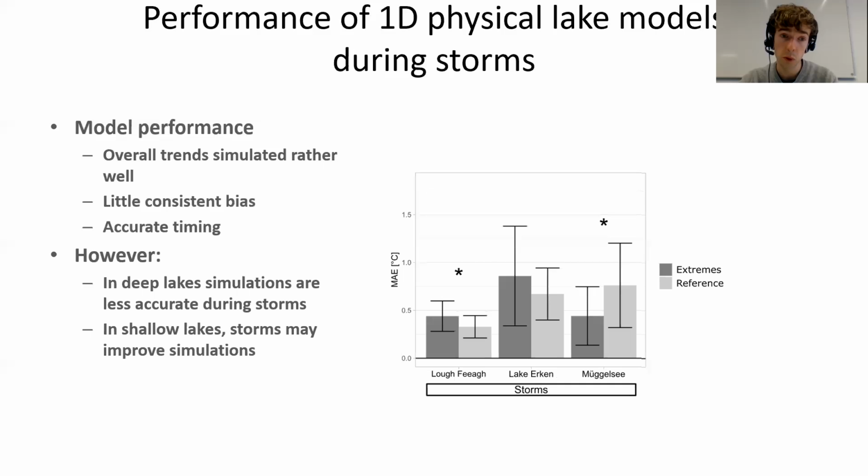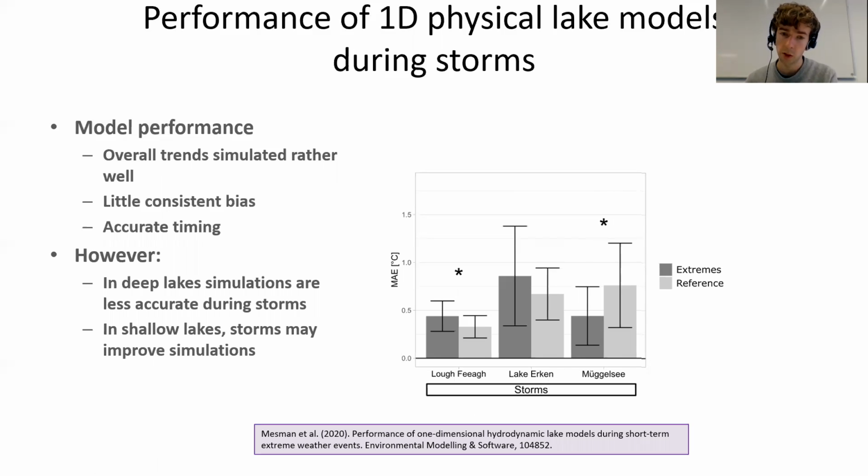However, if you look at the mean absolute error, so the uncertainty of your simulation, we found that in the deep lakes, this tended to increase, so you're less certain of your prediction. But in Müggelsee, the shallow lake, because the storm always caused completely mixed conditions, the model actually predicted water temperature slightly better. So it's important to keep this in mind. And if you're interested to read more about this, the study got recently published in Environmental Modelling and Software.